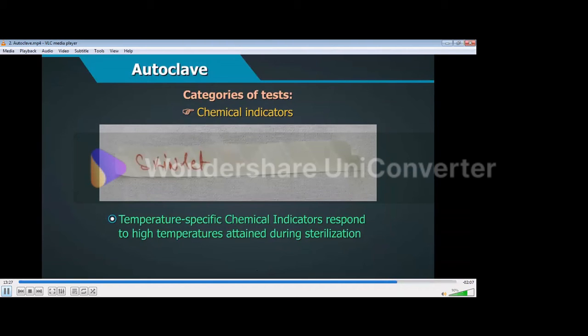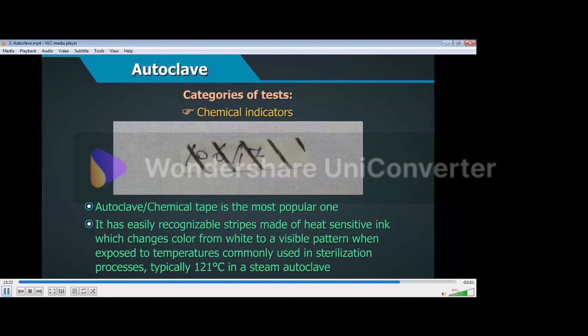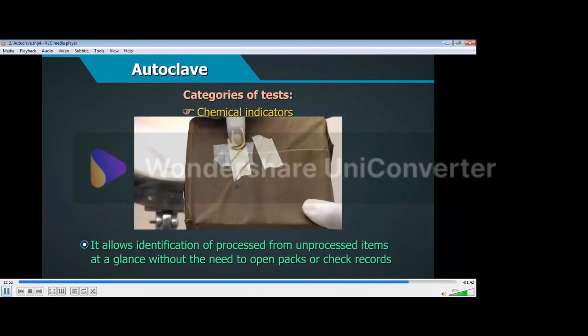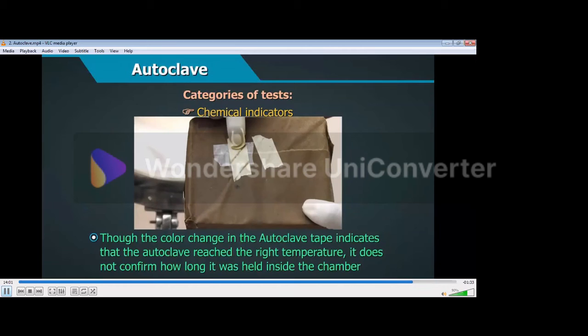Temperature-specific chemical indicators respond to high temperatures attained during sterilization. Autoclave or chemical tape is the most popular one. It has easily recognizable stripes made of heat-sensitive ink, which changes color from white to a visible pattern when exposed to temperatures commonly used in sterilization processes, typically 121 degrees centigrade in a steam autoclave. It allows identification of processed from unprocessed items at a glance without the need to open the packs or check the records. Though the color change in the autoclave tape indicates that the autoclave reached the right temperature, it does not confirm how long it was held inside the chamber.